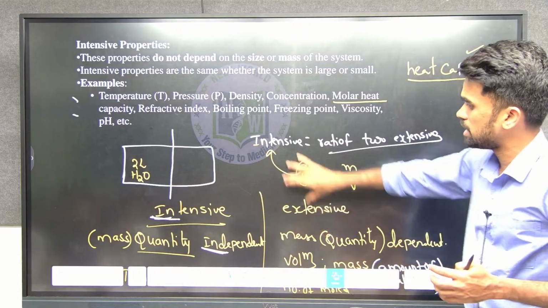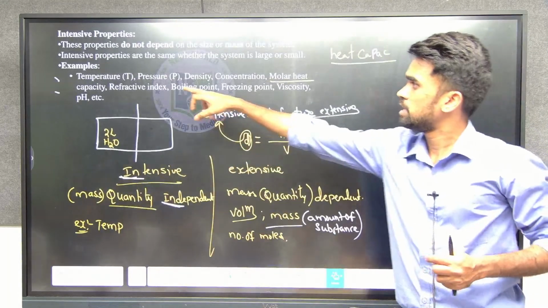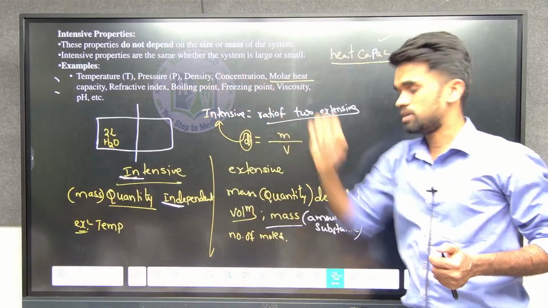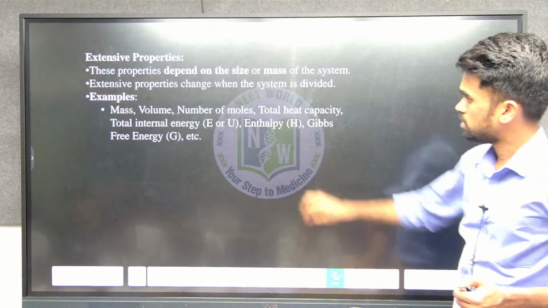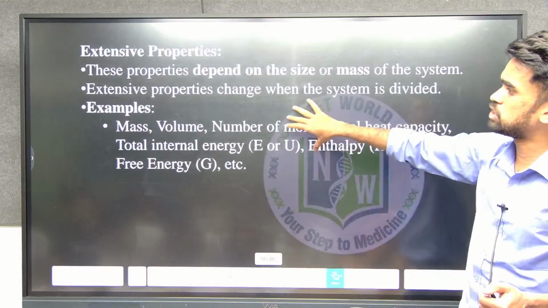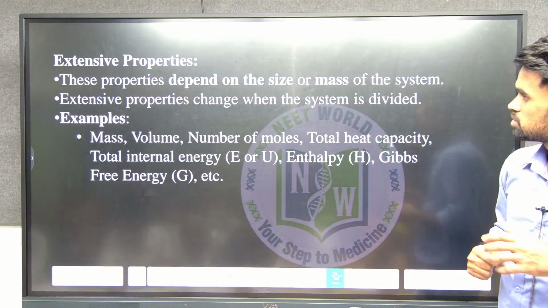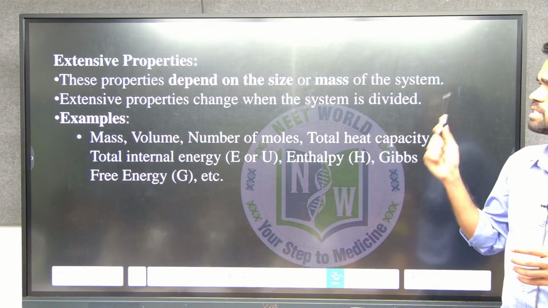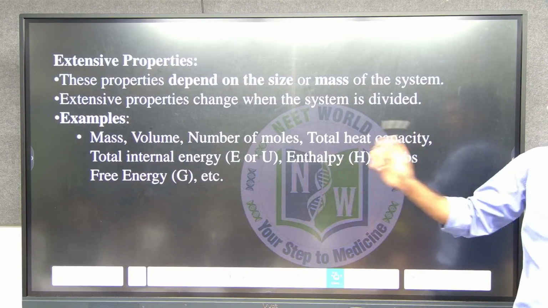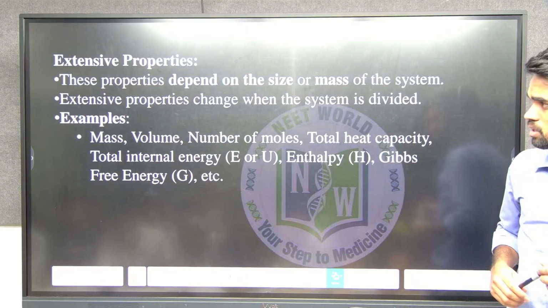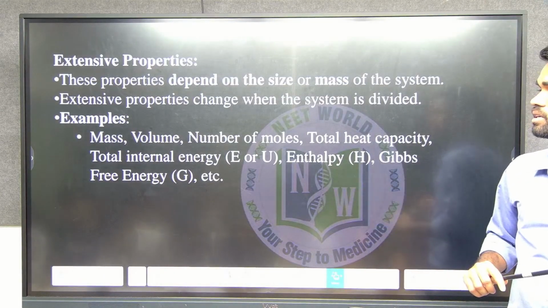I will give you a list for extensive also, but have you written these examples? Yes. Next, this one. Take the list of extensive properties also. Don't write all these big definitions. That single line definition you can write. These examples you can write.